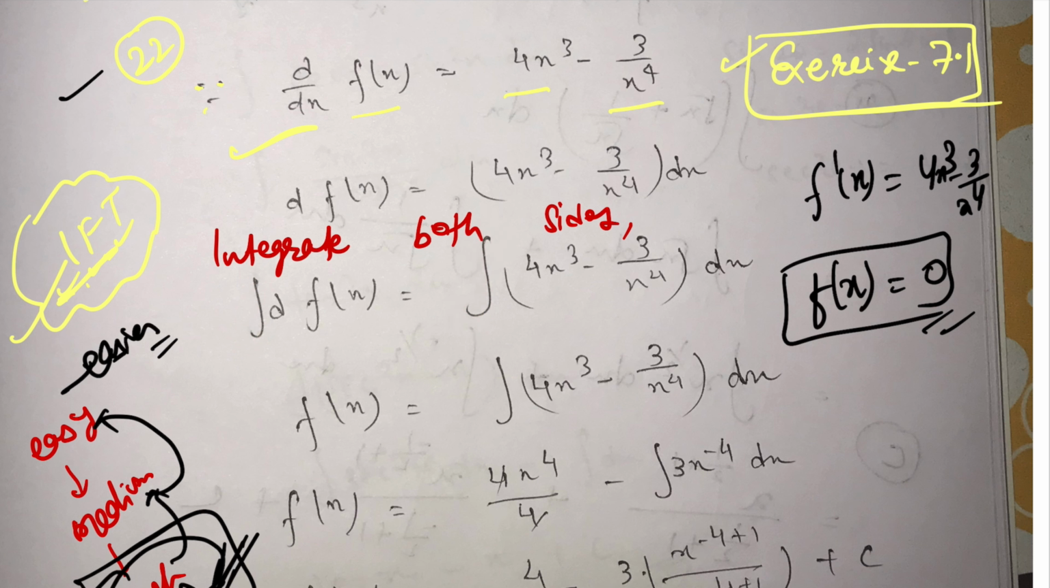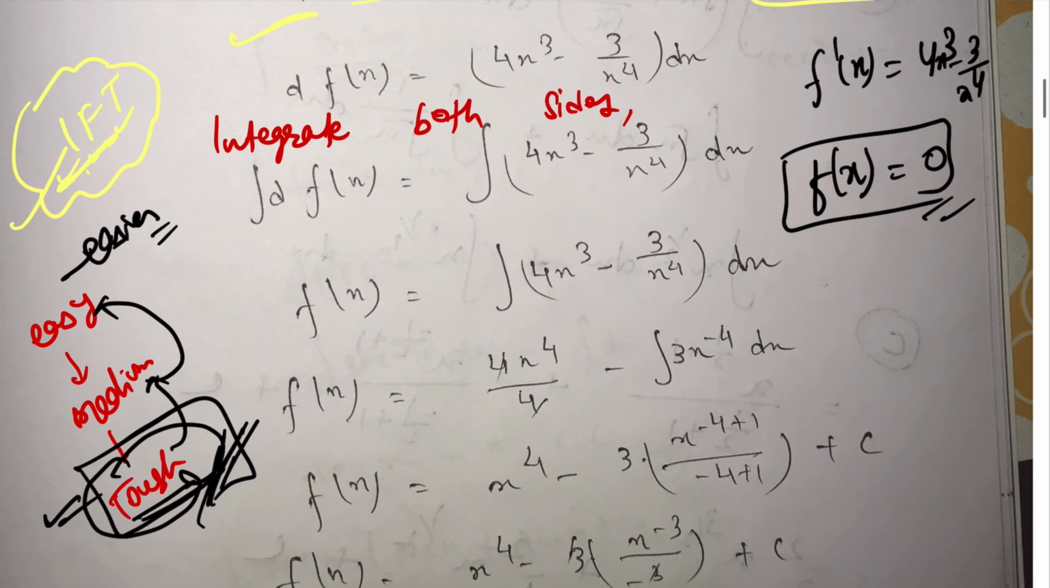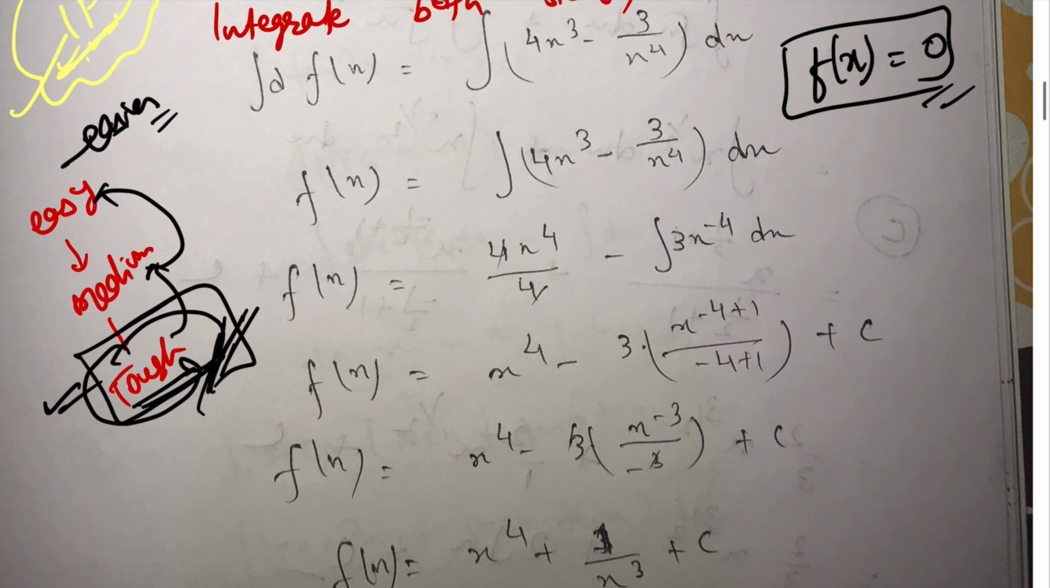Now this integration and d will get cancelled, so we'll have only fx. This side I have written the same thing: integration of 4x cube minus 3 by x to the power 4. Now we have to do the integration for this and this separately. For 4x cube, 4 will be a constant, and the integration of x to the power 3 is x to the power 4 by 4. So it will be 4 x to the power 4 by 4.